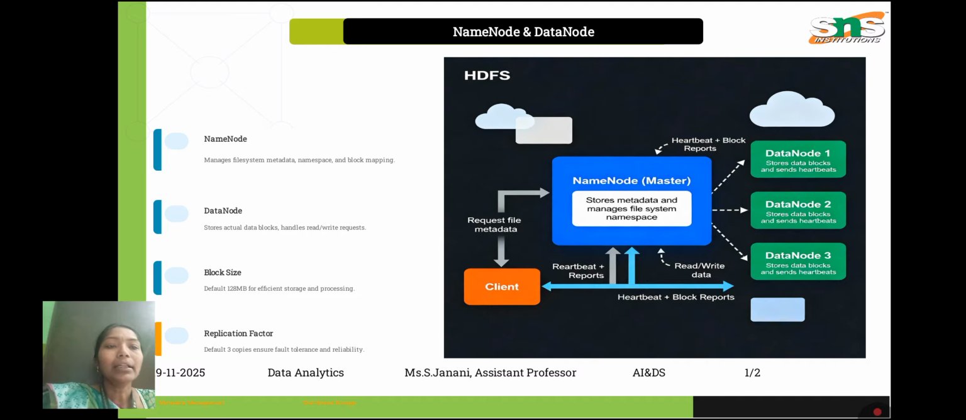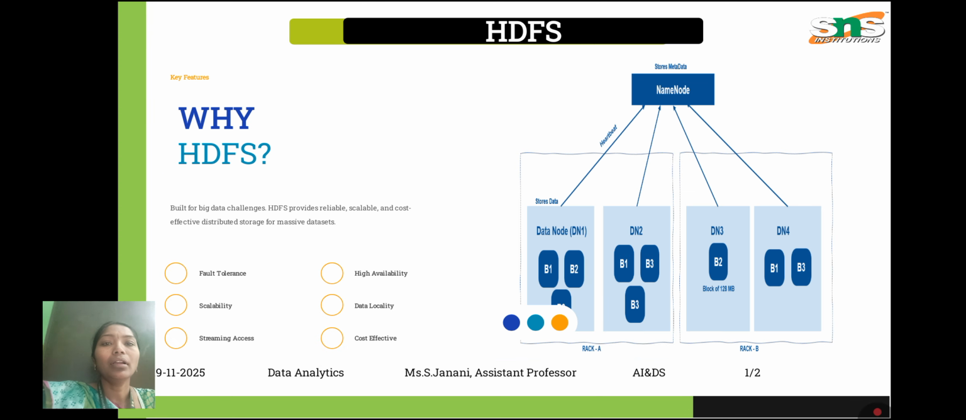So here the heartbeat plus block reports are transferred from the client to the data nodes, and the request file uses the metadata and the heartbeat plus block reports. So why are we using these Hadoop data nodes? They address big data challenges by providing reliable, scalable and cost-effective, more efficient distributed storage for massive data sets, with high availability, data locality, fault tolerance, scalability and streaming access.